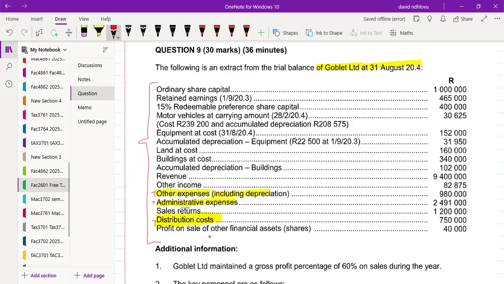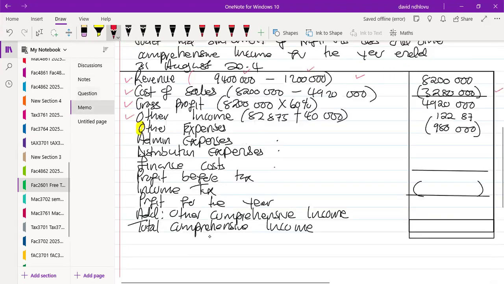So what you do, you go and check the question, because it's not always that they are going to give you these three. Sometimes they may give you a different description altogether. But by looking at the question, you can identify the different classes of expenses that they want you to disclose. Then when we go to the question like this, you see now I've got other expenses, I've got admin, I've got distribution.